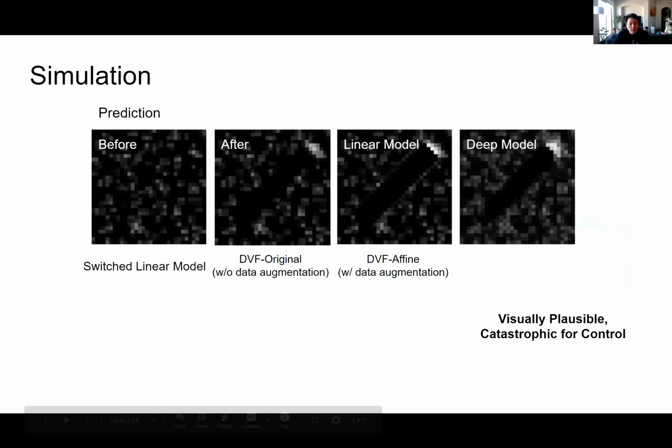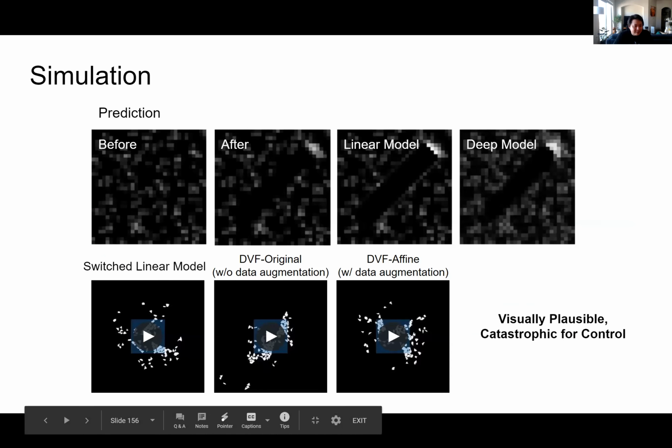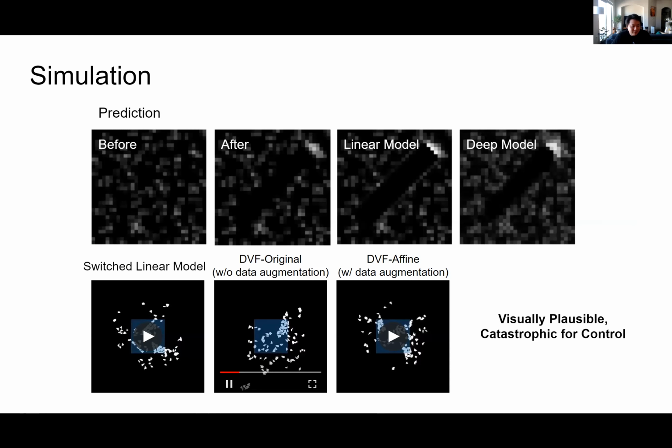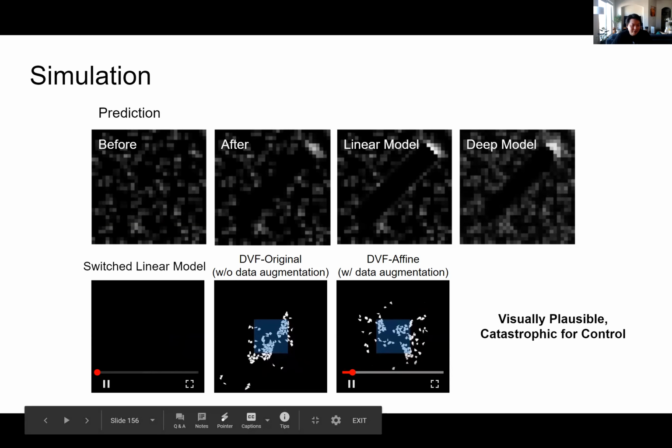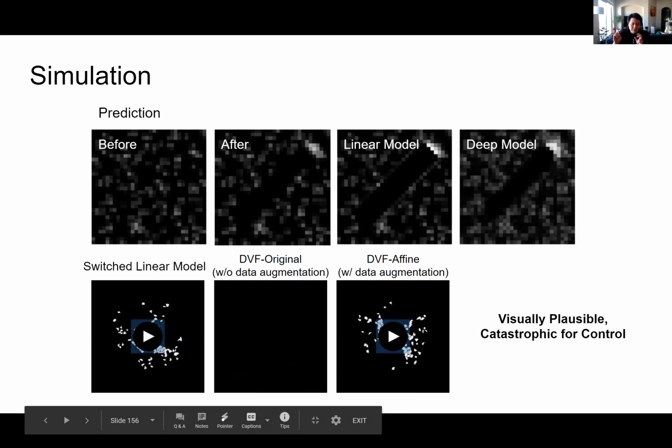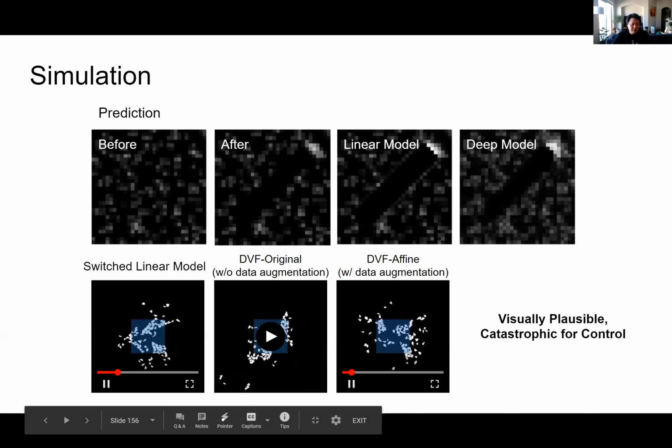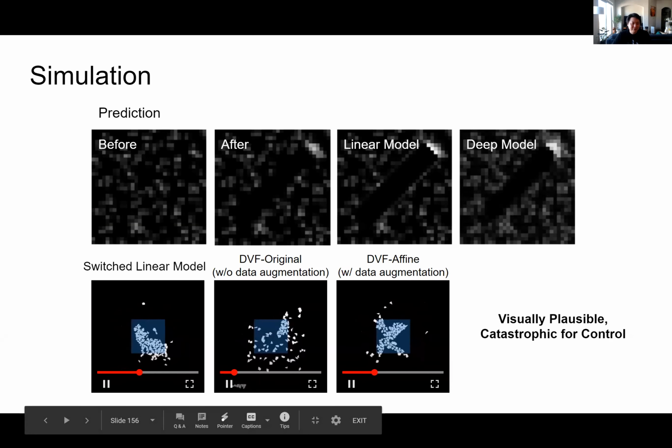Next slide, please. So it turns out, in terms of the predicted image, they look approximately similar. Sorry, just waiting for the video to load there. I was hoping they would sync up. But let's see. In simulation, when you couple that with the closed loop policy, you can see that the linear model is doing well. The deep visual foresight, DVF, does well with data augmentation. But without data augmentation, it fails. So it's visually plausible, but it still fails. Next slide, please.